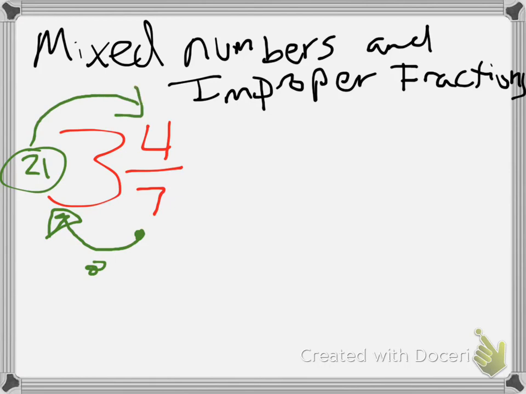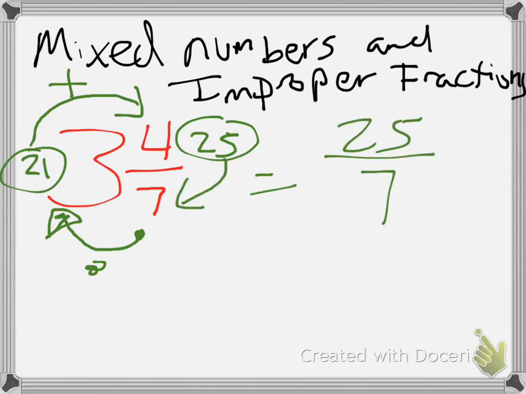I'm going to go up to my 4, and this time I'm going to add. So I have 21 plus 4 gives me 25, and then I put that over the original denominator, so I end up with 25 over 7. And that's our process for changing mixed numbers to improper fractions. It's pretty easy. Let's take a look at another example.